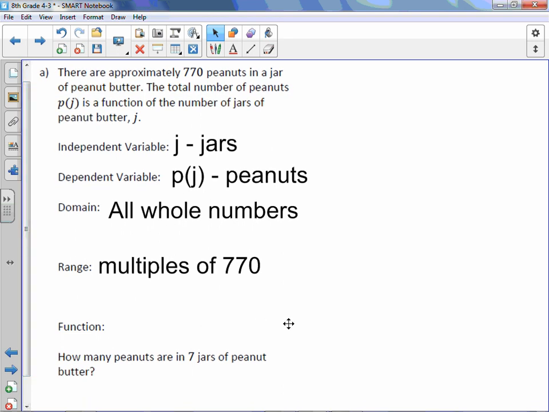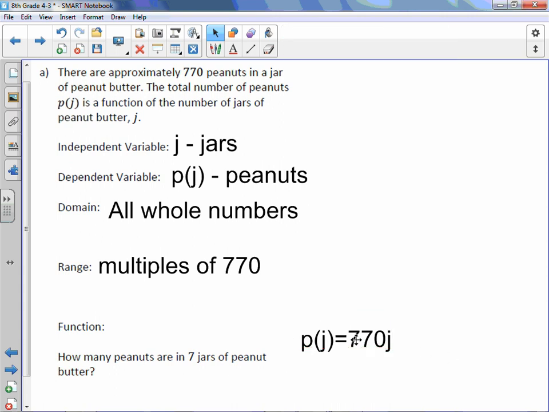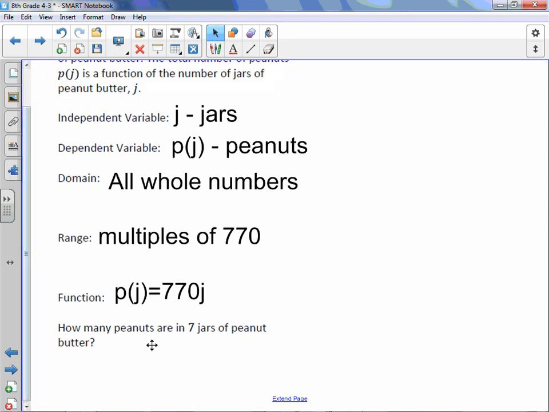Our function, that's really asking for our equation. Since it asks for a function, we will put it in function notation, which means you don't put y equals. You put the function equals. So P of J equals. And it looks like there are 770 peanuts in a jar. So our function would really be P of J equals 770 times the number of jars, times J.